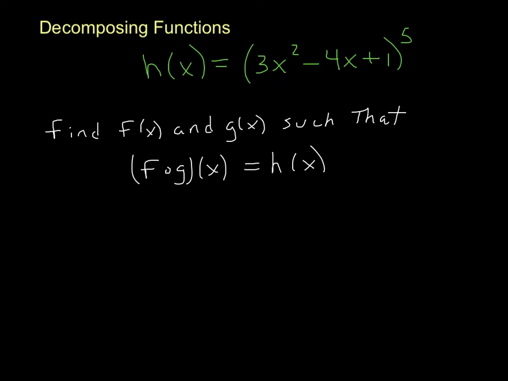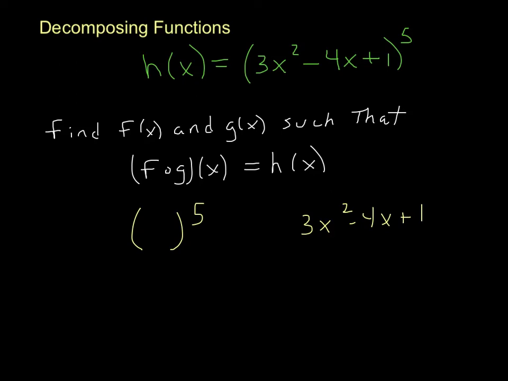Alright, decomposing functions. This is basically just working backwards. So we're trying to figure out two functions that when we take the composition would have given us this new function h. What we're looking at here is we've got something raised to the 5th power. And what is it that's been raised to the 5th power? Well, what's been raised to the 5th power in h is this 3x squared minus 4x plus 1.